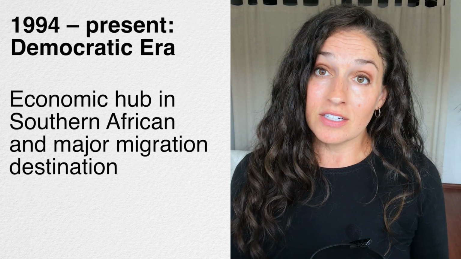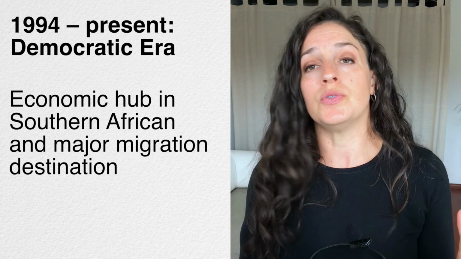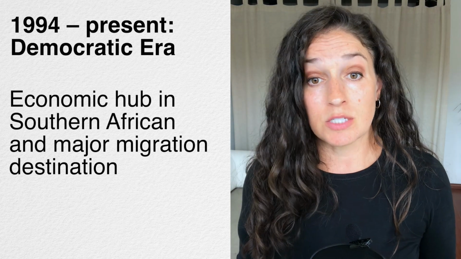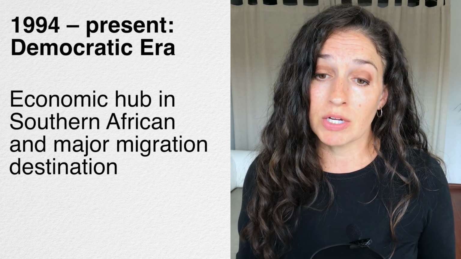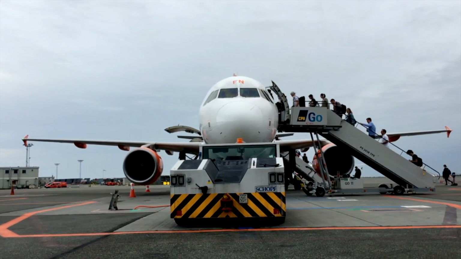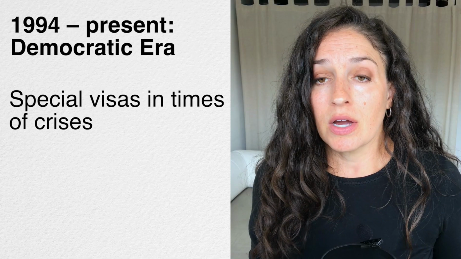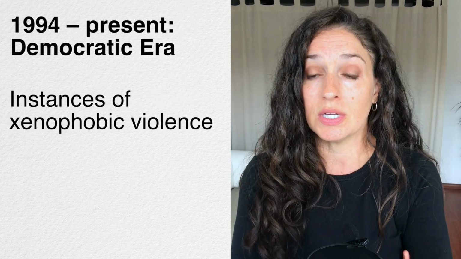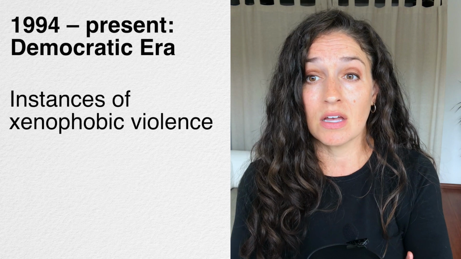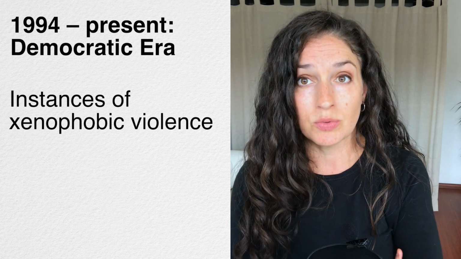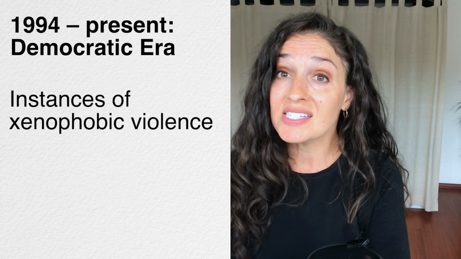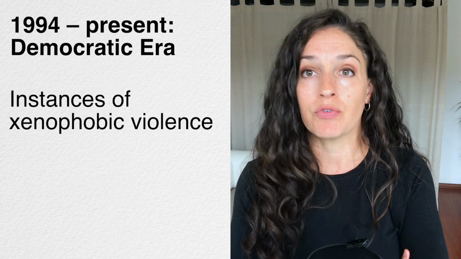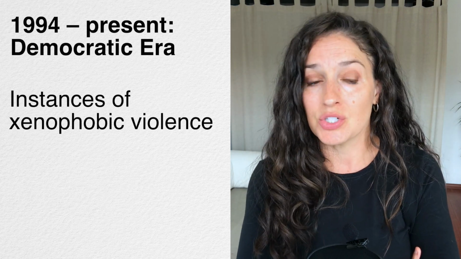Then from 1994, from the time of democracy to modern day, we've really had a democratic era. South Africa has become an economic hub and a major migration destination for many other African migrants. There have also been special visas in times of crisis. And also important to note is that we have seen instances of xenophobic violence and absolutely a rise and an increase in xenophobic attitudes and violence towards migrants from other African countries coming into South Africa.